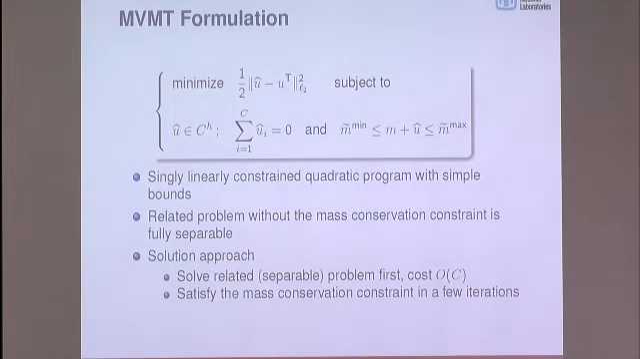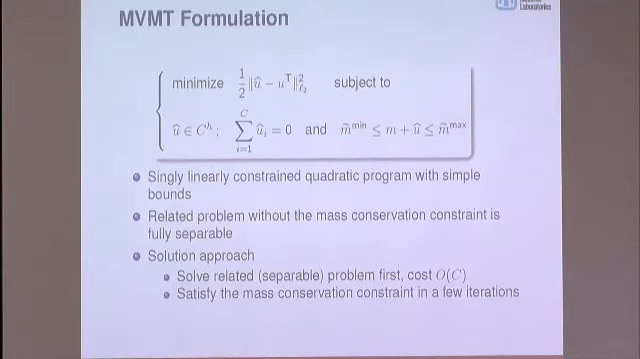So putting it all together, here's a formulation of our optimization problem. We're going to minimize this objective subject to the sum of all u_i hats equal to 0, and that's your mass conservation constraint, and these inequality constraints, which are the bound constraints. So that's going to give you monotonicity.